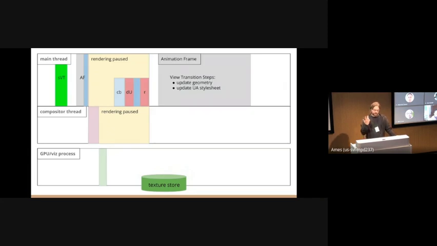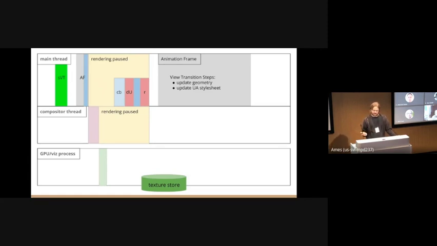So once we resume rendering, kind of the animation frame happens at its regular cadence. And in there, for the view transition steps, we have to update the geometry of the elements that are participating in this transition, because the script could have changed their location, and we want to make sure that our pseudo elements reflect the fact that the final destination has changed, so the animation is retargeted.